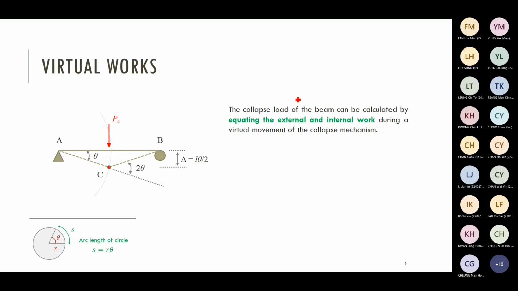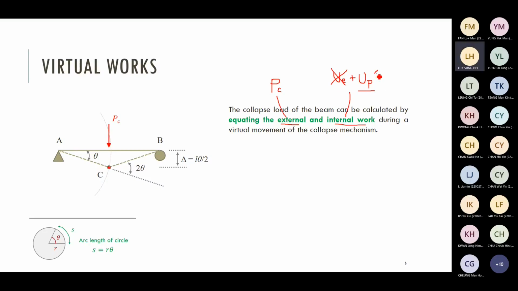According to the upper bound theorem, we have to find the external work due to the external force, P at C. You also have to find the internal work. In theory, internal work is composed of 2 parts: the elastic part and the plastic work. But according to the previous discussions, we ignore the elastic component. So when you calculate the internal work, you just need to consider the work done due to the plastic hinge.